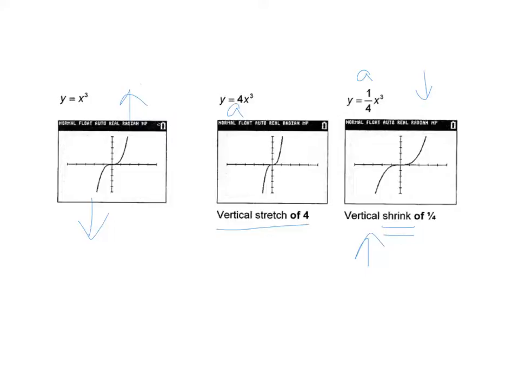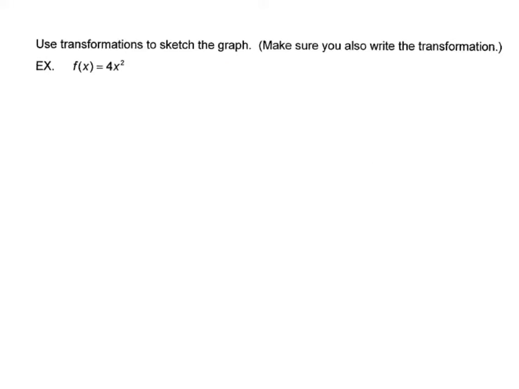Now let's look at some examples of types of problems you'll see. It says use transformations to sketch the graph. Make sure you also write the transformation. If you're moving something 5 places to the right, then write right 5. This is a 4 being multiplied on the outside. It's greater than 1.